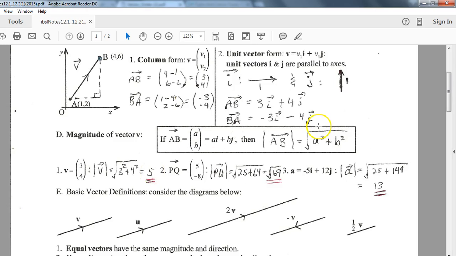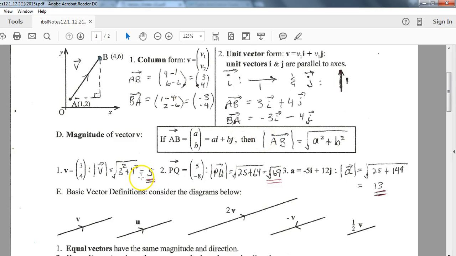Notice what looks like absolute value bars. Those are used to represent magnitude. So if it just said find this, and that's all it gave you, we would know that it's referring to the magnitude because of those vertical bars that we see right there.